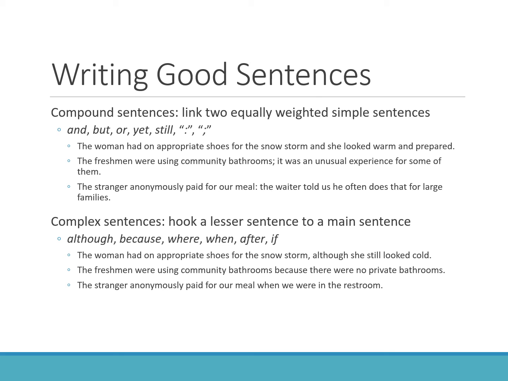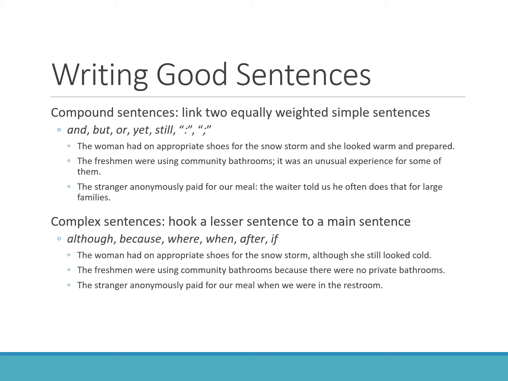Okay, a little bit about compound sentences and complex sentences. Compound sentences link two equally weighted simple sentences. So we've got two parts, two complete sentences that are put together into a whole sentence. They're normally linked with and, but, or, yet, still, or a colon or a semicolon. I've got some examples here.